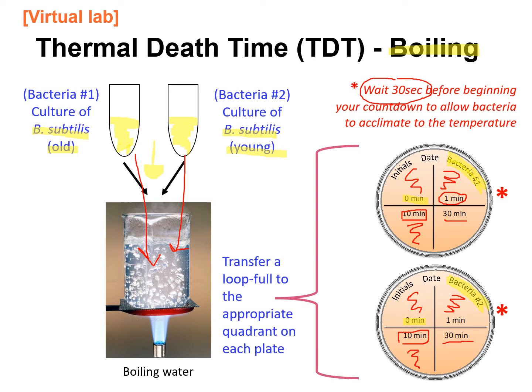So far, we've already put our sample for about 10 minutes into the boiling water. So then you want to leave it for another 20 minutes, so that the total would be 30. You already boiled it for 10 minutes, so stick them back in, wait another 20 minutes. That would be your 30 minutes, and then pull them out, and go ahead and inoculate your last quadrant.